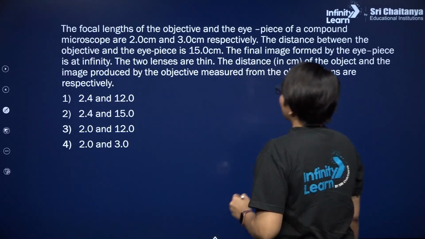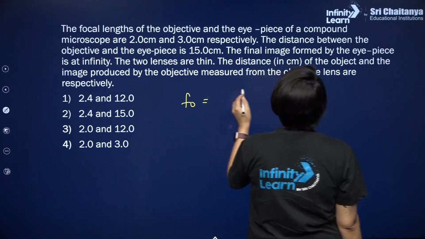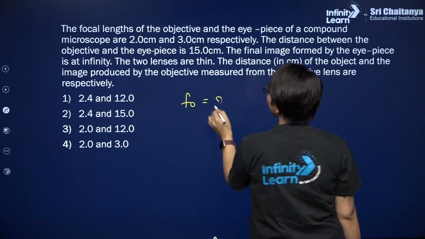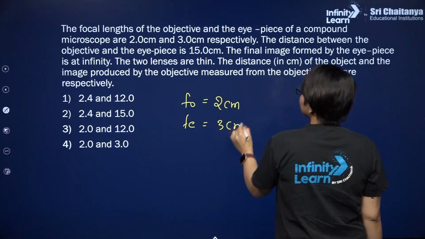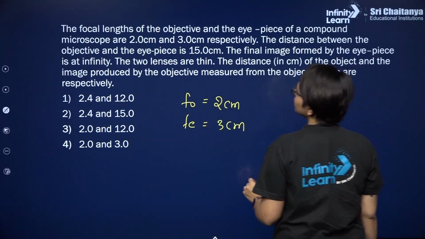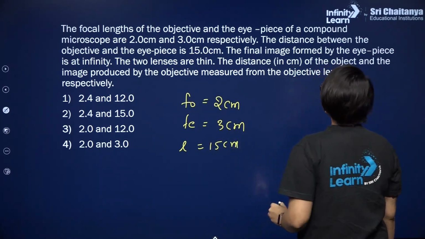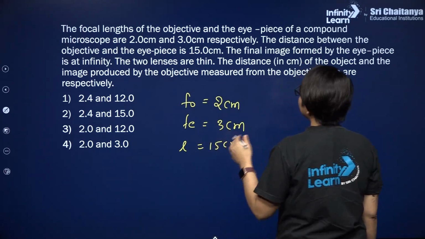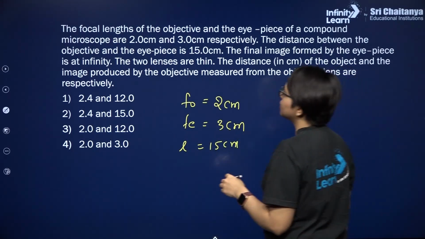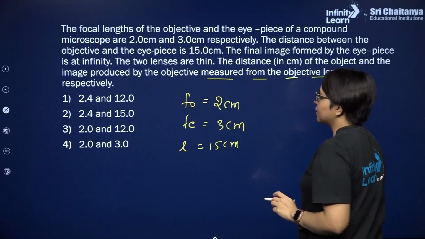The focal lengths of the objective and the eyepiece of a compound microscope are 2 centimeter and 3 centimeter respectively. The distance between the objective and the eyepiece is 15 centimeter. The final image formed by the eyepiece is at infinity. The two lenses are thin. The distance of the object and the image produced by the objective measured from the objective lens are respectively.